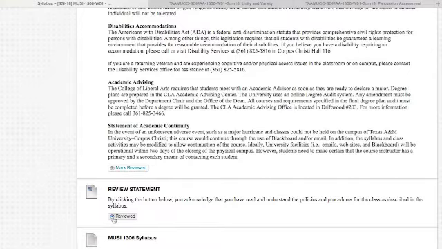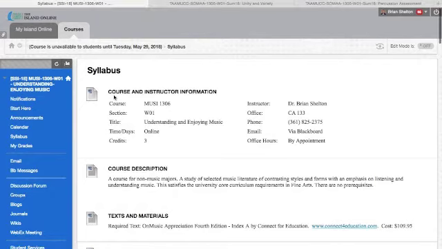If you need a paper version of the syllabus, here it is. Just click on that. That's a PDF. So that is our syllabus. If you have any questions, please let me know as soon as you can. And good luck this semester.